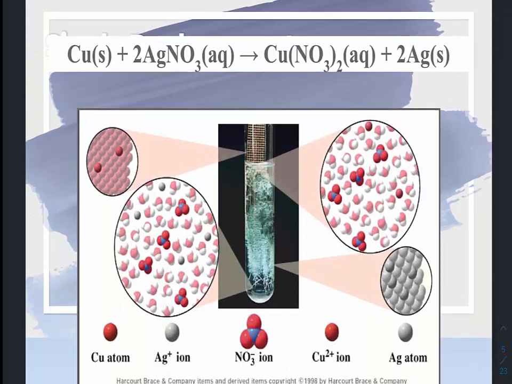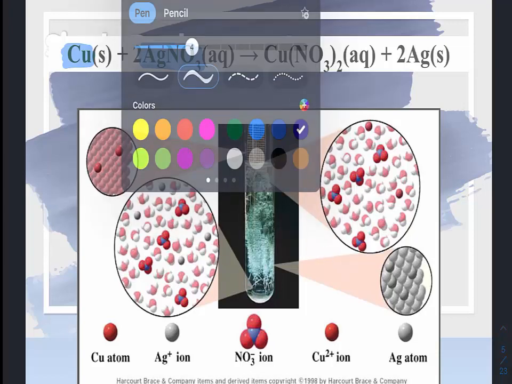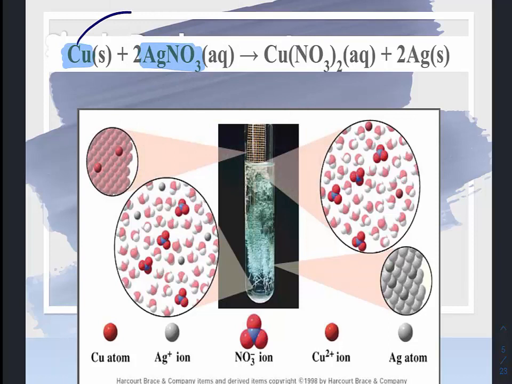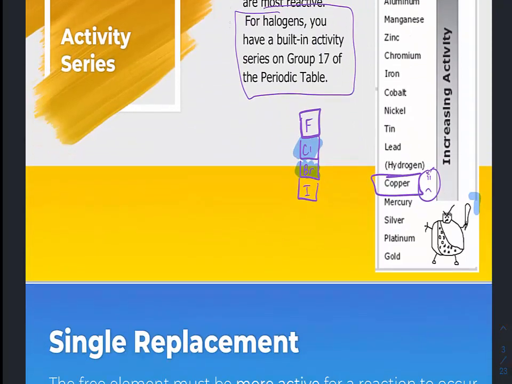Okay, here's another example, and this is just kind of a picture for us to look at. So we have copper as our single element, and it is put into a solution of silver nitrate. So if we think about the substitution that might be happening here, copper is a metal, and it is going to try to kick out silver. So we're going to ask ourselves, is copper more active than silver? Can it do that? Let's look at copper and silver.